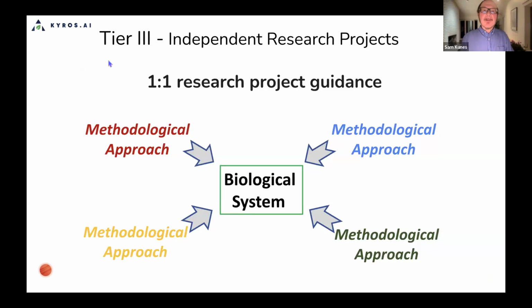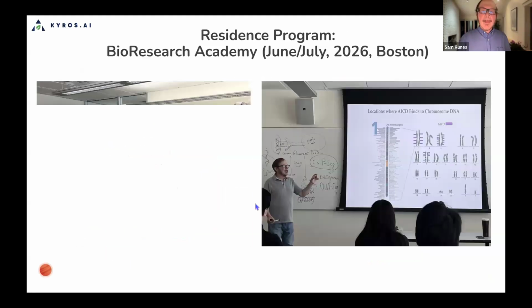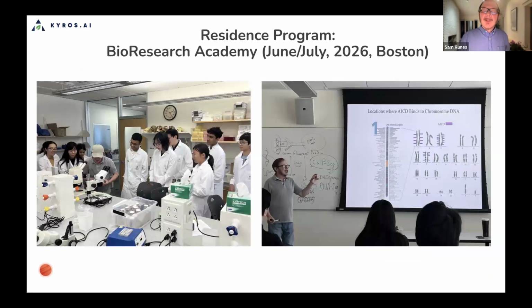So of course, then tier three consists of one-to-one research projects, where one-to-one means that I'd be working with you personally to develop a research project using some biological system that you're going to choose, a question you're trying to answer, and then the methodological approaches that you're going to apply in order to study that biological system and answer that question.